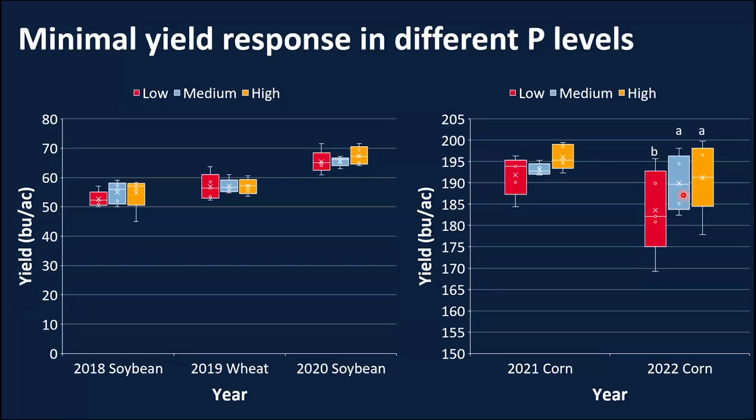even though we have very different soil test phosphorus levels. So the question becomes: what's happening in the low and medium soil test phosphorus levels, that they're yielding similar to the high?